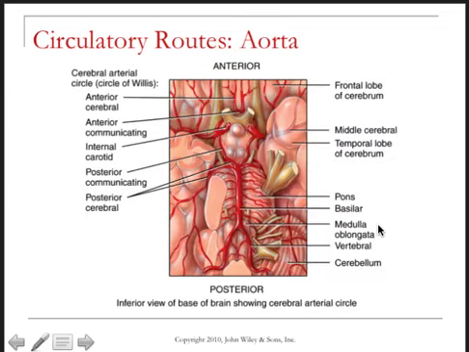What you're looking at here is the underside of the brain. There's the optic chiasm. Those are the optic tracts.